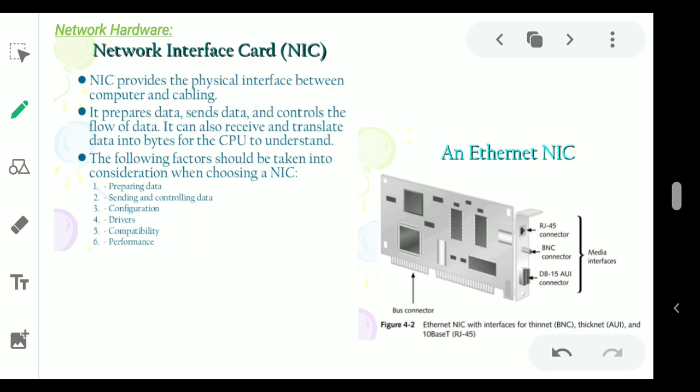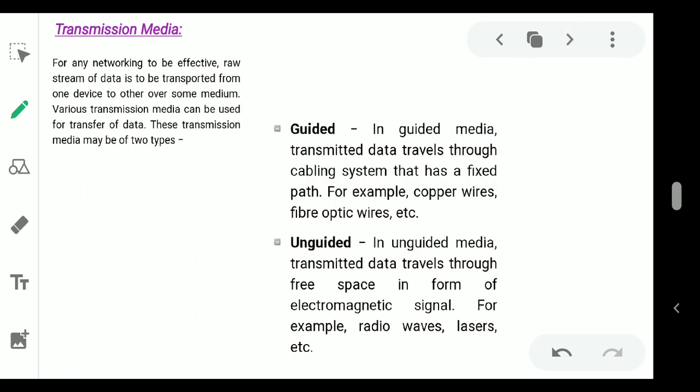Okay, and may transmit the data at 10 Mbps or 100 Mbps depending upon the particular setup we are using. Okay, now coming to the next topic, that is cabling, or you can say transmission media. Okay, so for a network to be effective, a raw stream of data is transferred from one device to another over some medium. So various transmission media can be used to transfer the data.